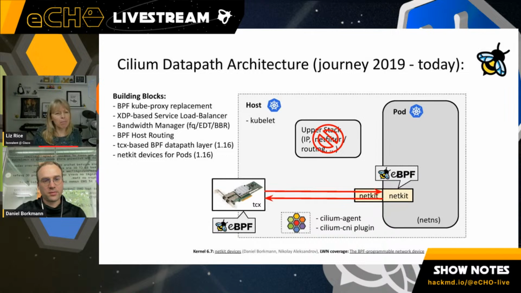Right. So I think we've got a picture of what netkit devices are. What is the impact of that in Cilium? What does it mean for a Cilium user?